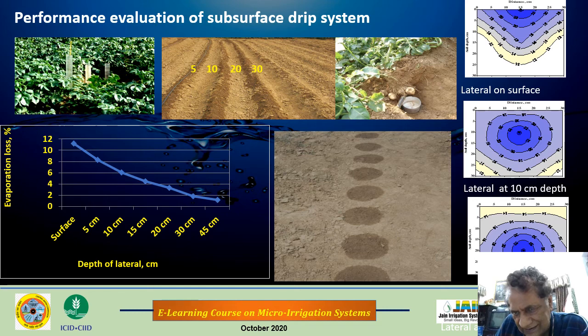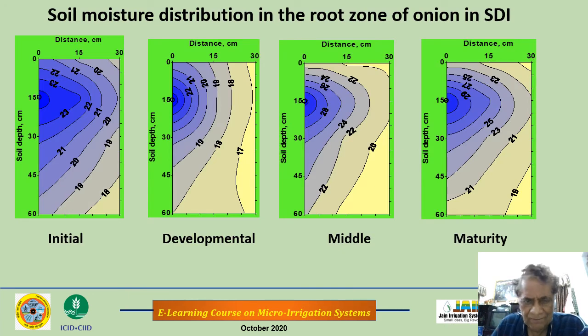But if the dripper is at this depth, then you can see this is the shape of the wetted area here. But if you put it further down at this depth, then you can see very, very low moisture content at the surface. Now, normally we don't go deeper than 30 centimeters for placing a lateral, because then the losses, particularly through deep percolation, will increase, and the water will not be available for the plants. So we don't go much deeper than that.